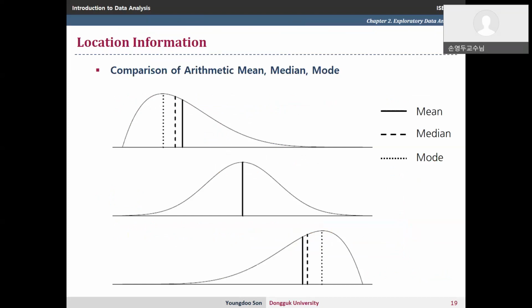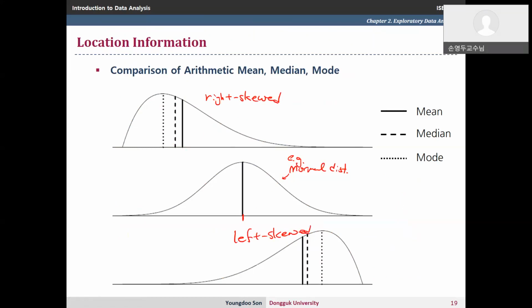So these are the comparisons of mean, median and mode. If we see the graph at the center, which is the perfectly symmetric and bell-shaped graph, then mean, median and mode are the same. For example, it's just a normal distribution. However, the graphs can be skewed. For example, the graph on the top is the right skewed graph. And the second one is the left skewed graph.